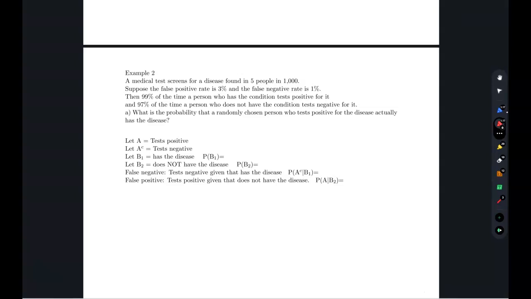I tried to write out a chart so we get an idea of what the letters stand for, and I'd appreciate it if you did something similar. Test positive is A, test negative is A complement. Has the disease is B1, doesn't have the disease is B2. They tell us that 5 people in 1,000 have the disease, so that's 0.005, and the probability of not having the disease is 0.995.